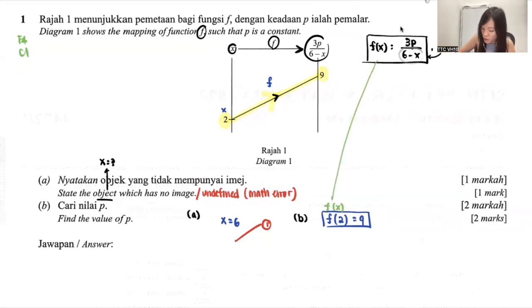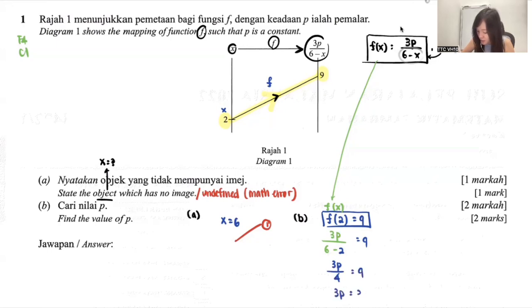So the f(x) equation is this. Isn't f(x) equal to 3p over 6 minus x? Isn't it equivalent to 9? Think about it. If it's f(x), you will write this green one. But if it's f(2), do you realize the x becomes 2? So rub off this x, and this x should become 2 as well. So 3p over 4 equals 9.